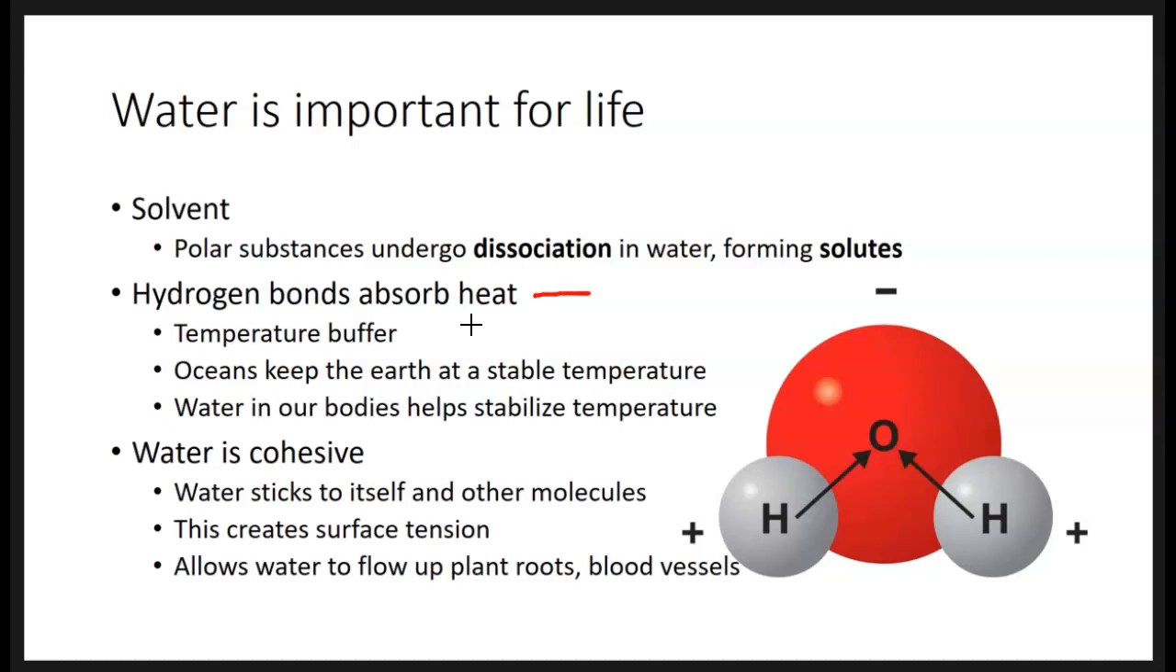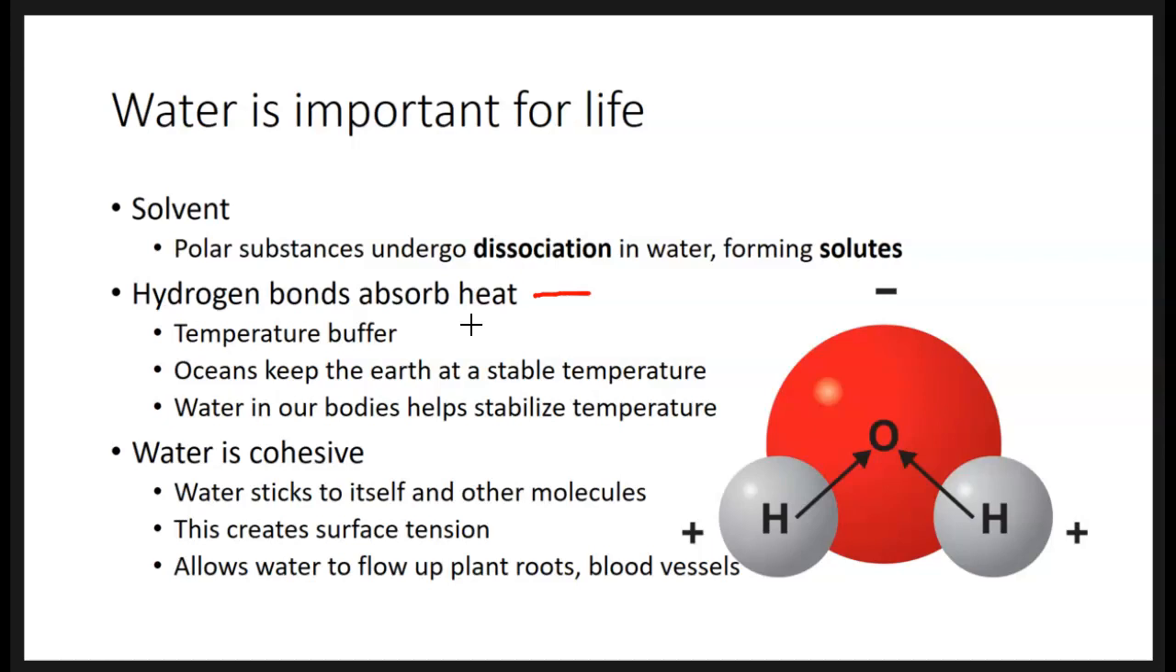Also on our planet, oceans are composed of lots of water, and oceans help keep the Earth at a stable temperature. This is also why, during climate change, the ocean is warming faster than the rest of the planet. And this is also why the heat that's trapped in the ocean will eventually equalize to the land and start to heat up the entire atmosphere. Water in our bodies helps stabilize our internal body temperature. It also does the same for other organisms.